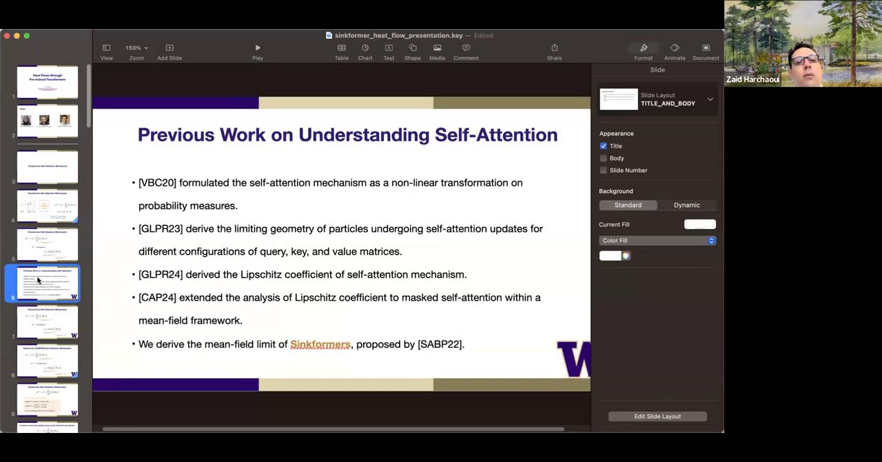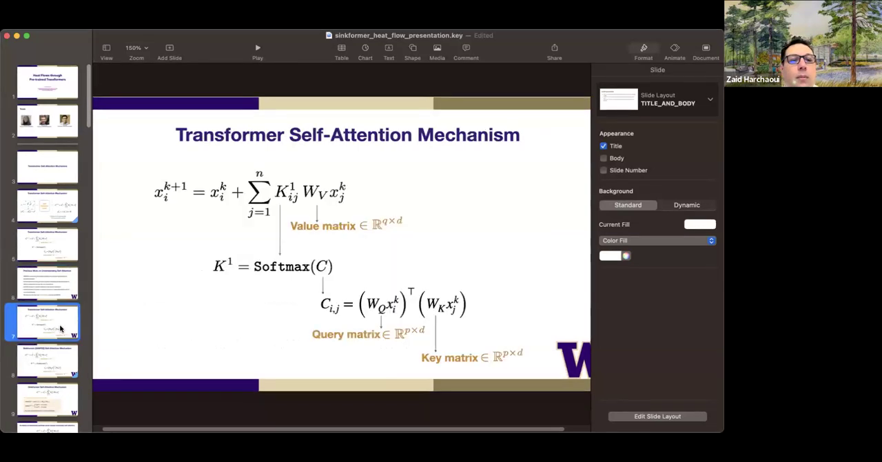I'll quickly review recent work in this area. It's an emerging area from a mathematical viewpoint. There have been several works in this area, and they take different angles on self-attention. But the one that really attracted our attention is a really nice paper by Sander from 2022 that defined a variant of transformers called sinc-formers. Let me describe what a sinc-former is.